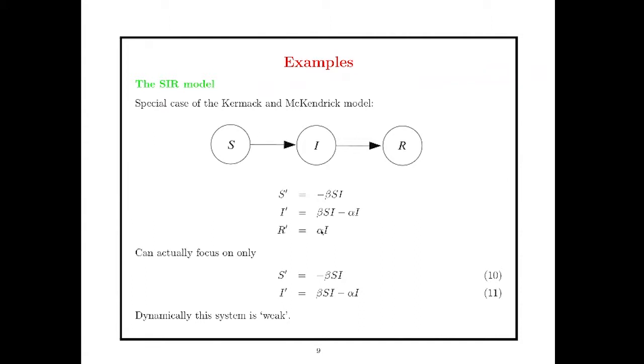It turns out, of course, that we don't look at the entire system. Since R doesn't appear in the first two equations, it actually doesn't affect the dynamics of the disease at all, and so we can ignore the third equation, and we just consider these two equations. So this is a very simple system.